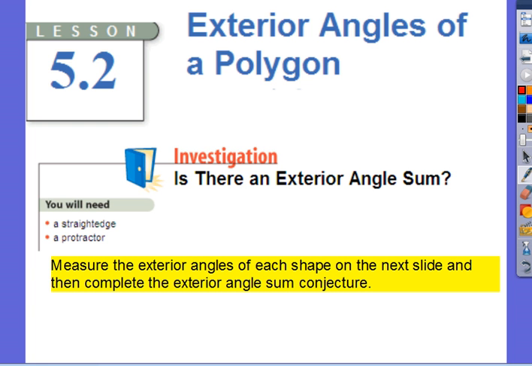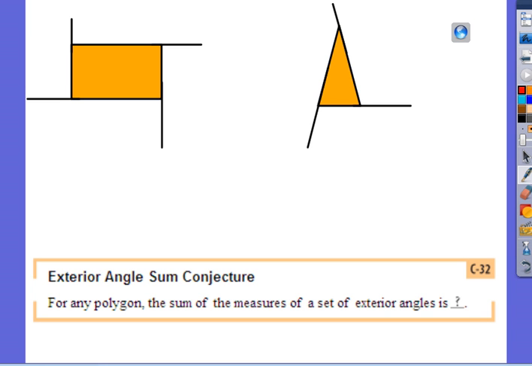Is there an exterior angle sum? You bet your bottom dollar there is. And I'm going to tell it to you. So, the exterior angle sum conjecture. For any polygon, the sum of the measures of a set of exterior angles is 360. Always. Doesn't matter what polygon it is. Could have 8 sides, 20 sides, 100 sides.